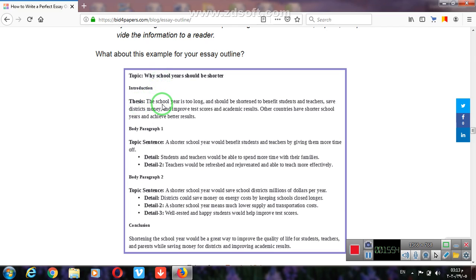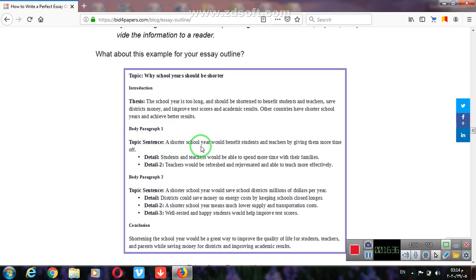Like that here, the school year is too long and should be shortened to benefit students and teachers, save districts money, and improve test scores and academic results. Other countries have shorter school years and achieve better results. Okay, so the writer here is introducing and discussing the topic of his essay, okay, and he is telling us why school years should be shorter. So he mentioned this in the introduction, and later he discussed in two body paragraphs, okay, in two topics and details to them.